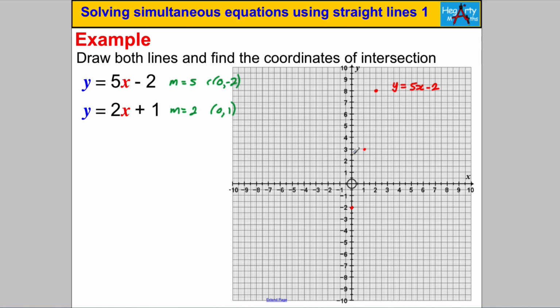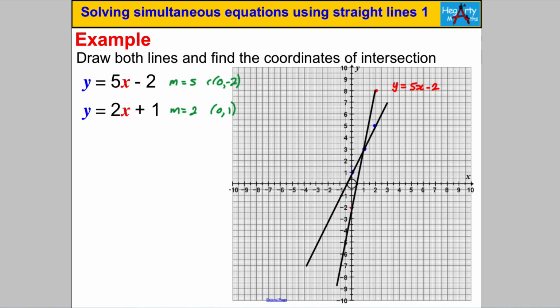Let's do the other one. This is going to start at 0, 1 here. As I go across 1, I go up 2. You can even see where they're intersecting already. So let's draw this straight line in there for that one.